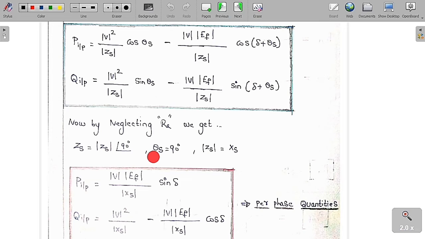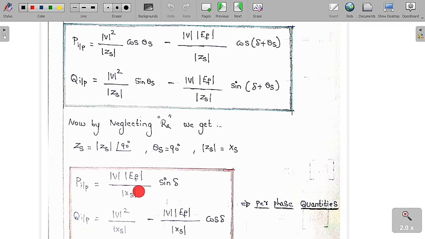As you can see clearly here, if you substitute cos 90, it is nothing but 0. Here cos of 90 plus delta is minus sine delta, so minus into minus again plus. So finally you are going to get the input power per phase. These are the per phase quantities, because we are taking the single phase circuit, since we are analyzing the per phase circuit. So whatever expression we get, these are the per phase values itself.